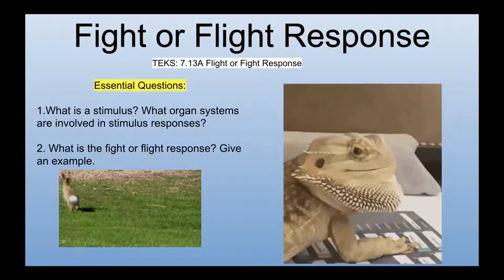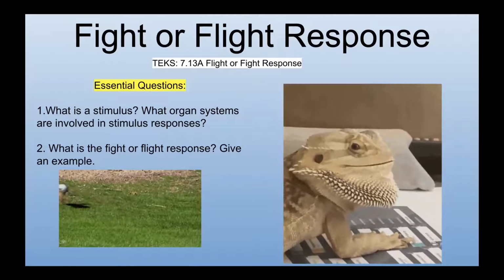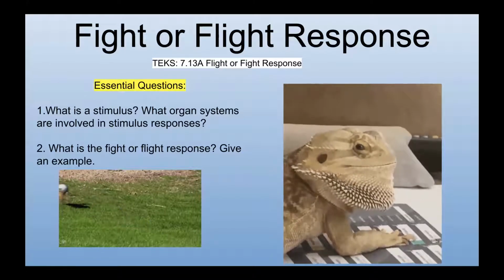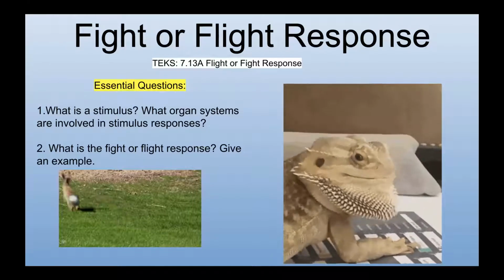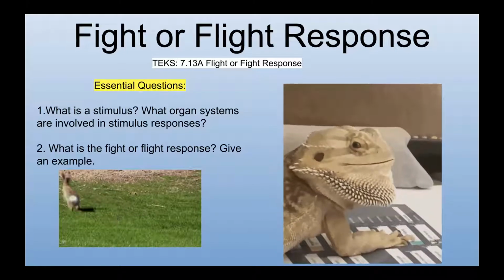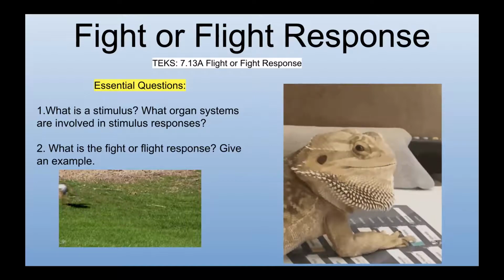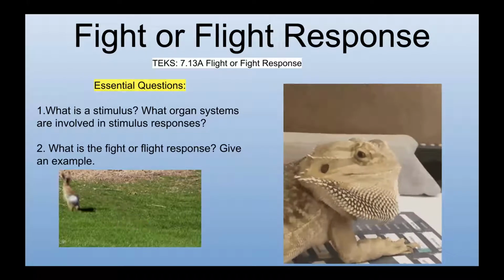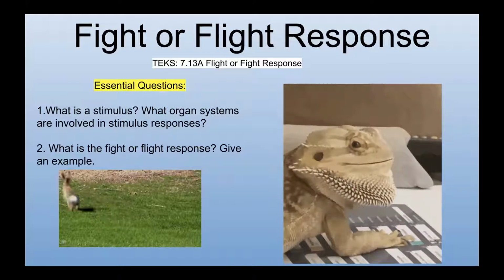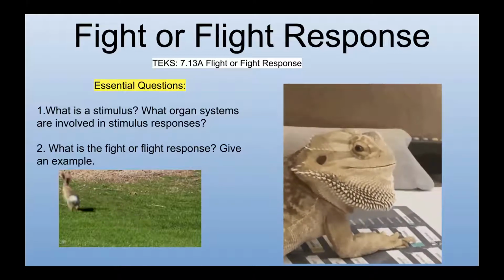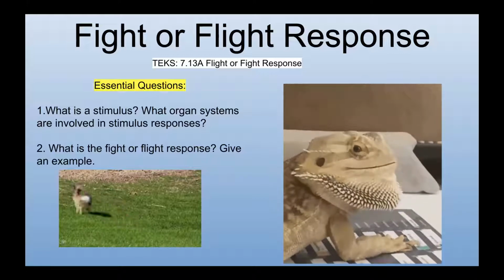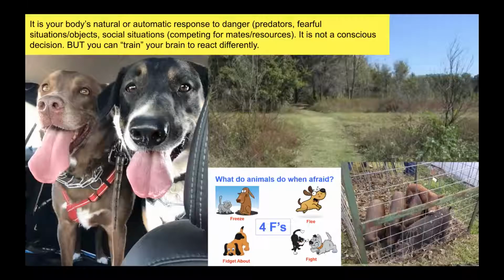So the essential questions for today are, what is a stimulus and what organ systems are involved in stimulus responses? The second question is, what is the fight or flight response? And you should be able to give some examples. So generally, the fight or flight response is a response, again, to something terrifying. It can be because of a predator. It can be due to competition for a mate or for resources. So there's a variety of reasons why the fight or flight response would come into effect.